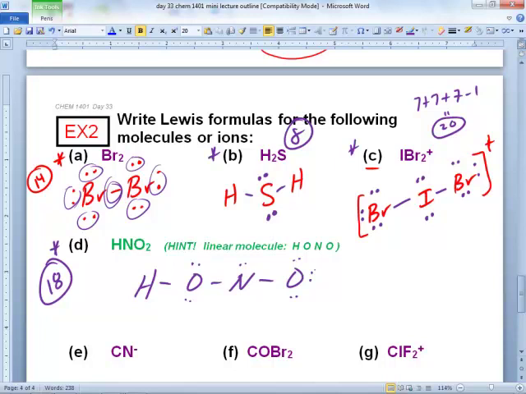Okay. There's another answer. Don't erase that. See if you can figure out what the other answer is. Okay. You have 18 dots on here? Count. 2, 4, 6, 8, 10, 12, 14, 16. If you put 2 more somewhere, now you have 18. Which one is not obeying the octet rule?